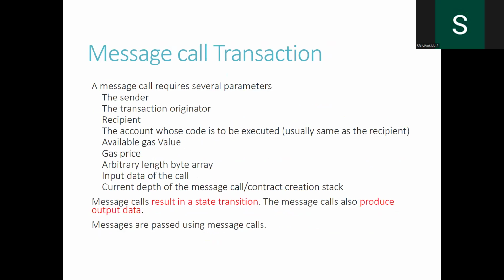The message call transaction elements are the sender, transaction originator, recipient, the account whose code is to be executed, available gas value, gas price, an arbitrary length byte array, input data of the call, and the current depth of the message. The message call results in a state transition. The message calls also produce output data. The messages are passed using the message calls.